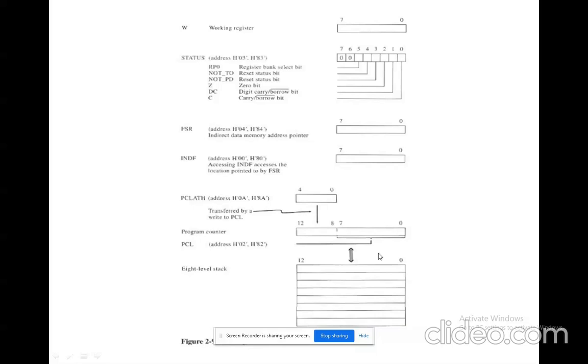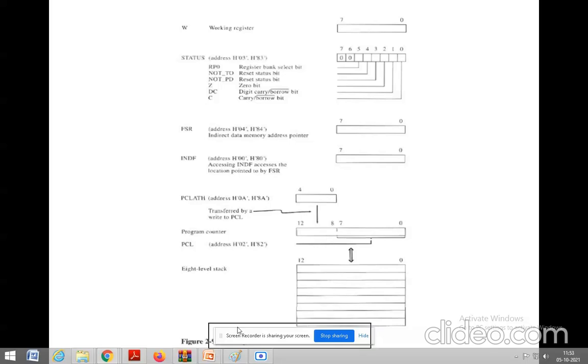And then here they represented the diagram. That is nothing but the PC latch higher byte address will be loaded into your program counter higher bits, that is 0 to 4. Okay, and then this memory address which is present in the program counter will be loaded into your stack memory. Here they have given, for example, an 8 level stack memory. So in the current location, you will be loading the program counter address. That is given in the diagram.